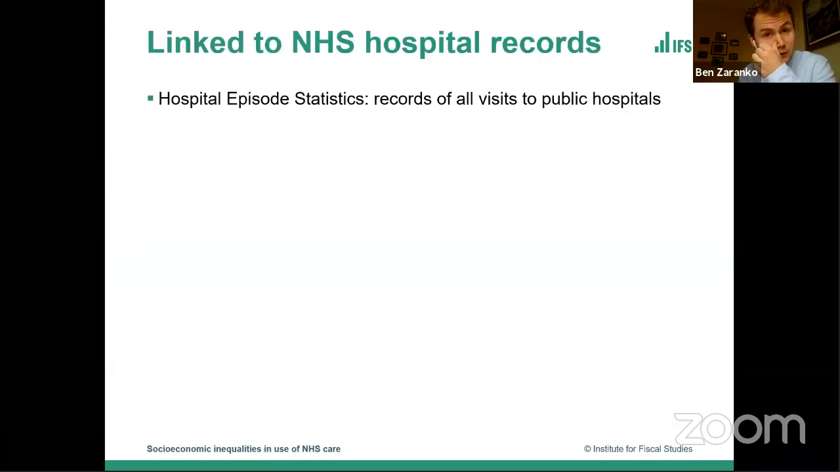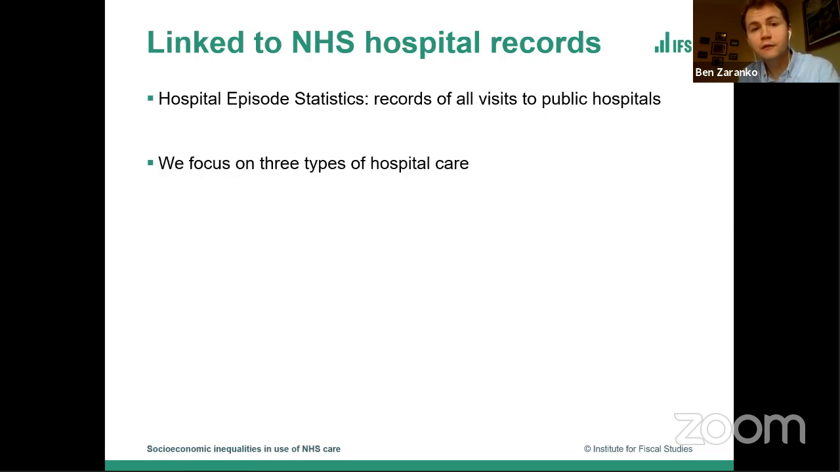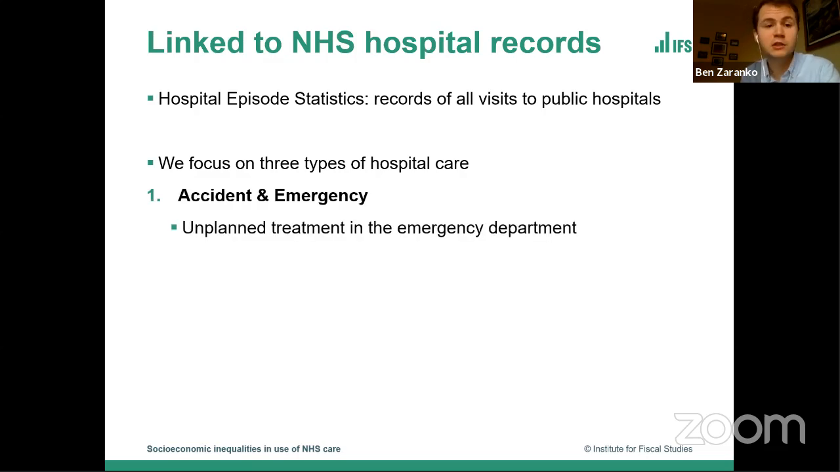We then link those individual survey responses to those same individuals' NHS hospital records recorded in the hospital episode statistics. We're going to focus on 3 broad types of hospital care. The first of those is accident and emergency. So care you get in the emergency department, perhaps after an accident of some kind or after developing some symptoms you want to get checked out.